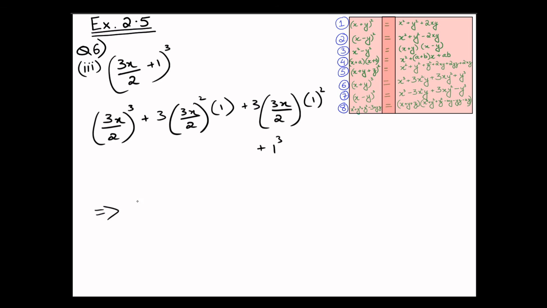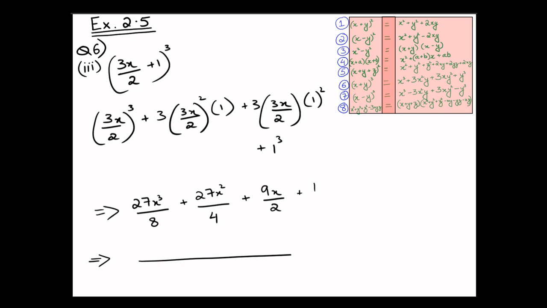Opening the brackets, we get 27x cube by 8 plus 27x square by 4 plus 9x by 2 plus 1. And if I take a common denominator of 8, I get 27x cube plus 54x square plus 36x plus 8, which is the expansion for the third part.